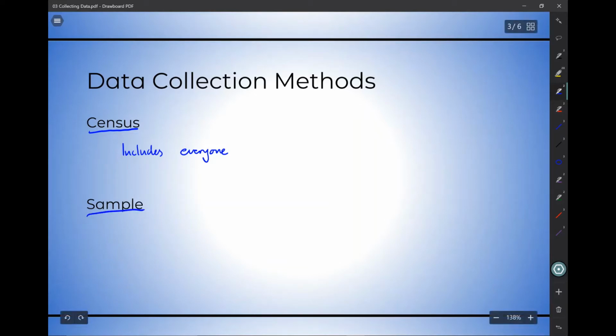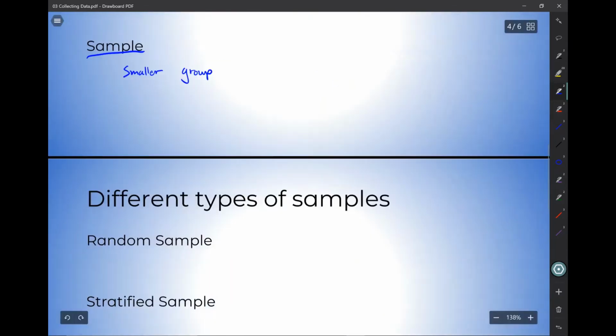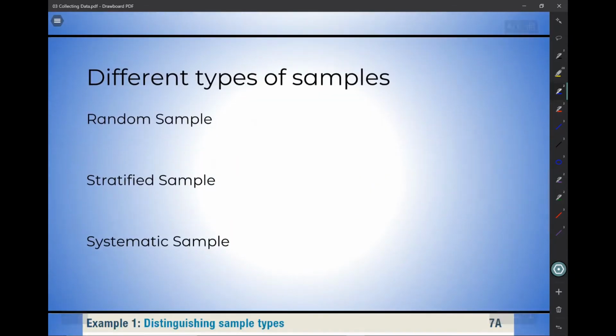A sample, though, is slightly different. A sample is a much smaller group. You're not trying to get everyone, you're specifically choosing a smaller group to make it a bit easier for you to work with. There are some different types of samples.